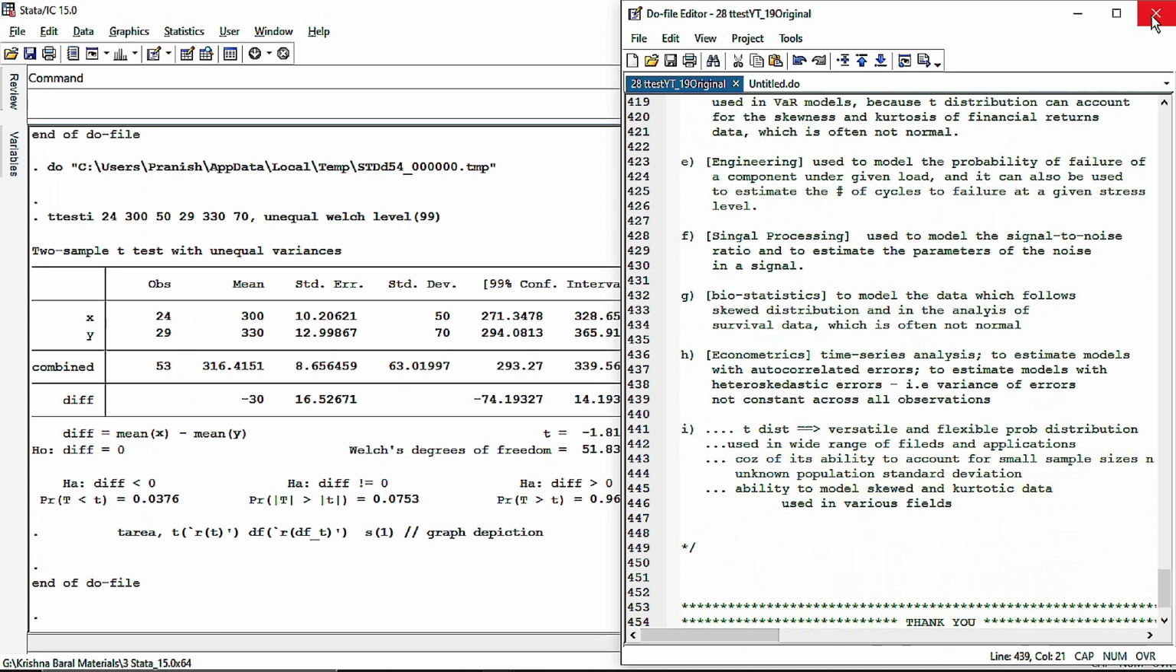In biostatistics, it is used to model data which follows a skewed distribution, and in the analysis of survival data, which is often not normal. It is used in econometrics and time series analysis to estimate models with autocorrelated errors, and to estimate models with heteroscedastic errors, that is, variance of errors not constant across all observations. The t-distribution is used due to its versatility and flexibility. It is used in a wide range of fields and applications because of its ability to account for small sample sizes and unknown population standard deviation, and also because of its ability to model skewed and heavy-tailed data.